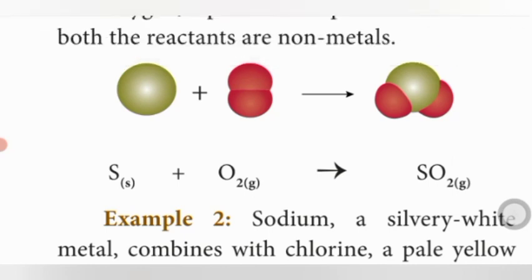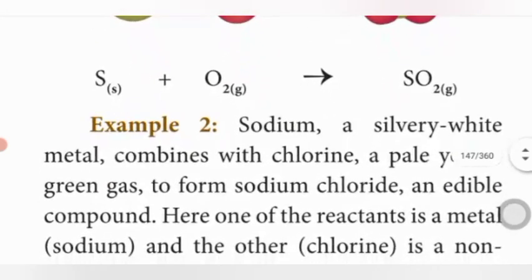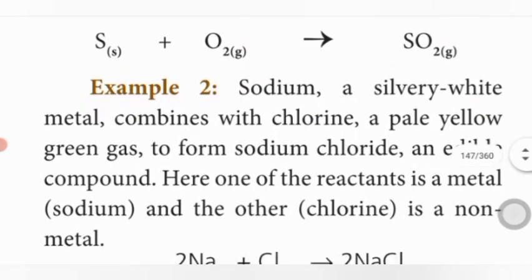Sulfur is an element, oxygen is an element, to form sulfur dioxide. Sulfur dioxide is a compound. Element plus element gives compound. The second example: sodium, a silvery white metal, combines with chlorine gas, a pale yellow-green gas, to form sodium chloride.